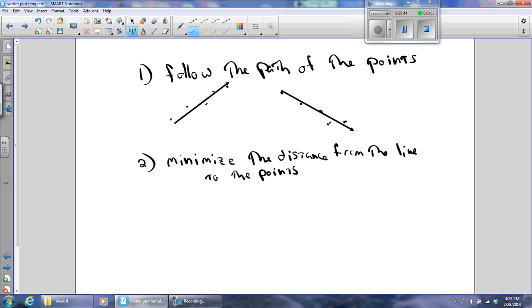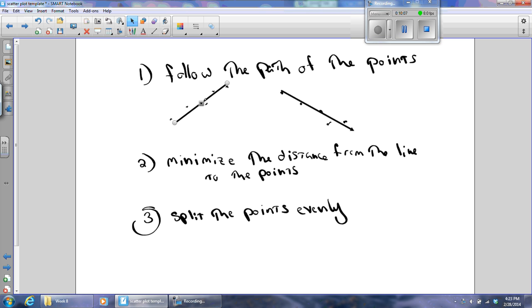Okay, now the third one, and unfortunately, this is the one kids remember the most, and they do it first. Don't do it first. Is you want to split the points evenly. Okay, you want to split the points evenly. So if you can, like up here we have 5 points, maybe my best fit will look like this because there's 2 points above it, 2 points below it, and I'm going through that point right there.